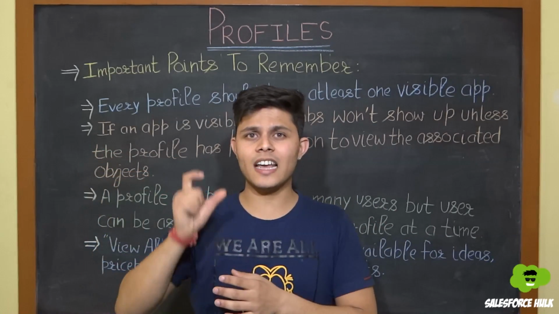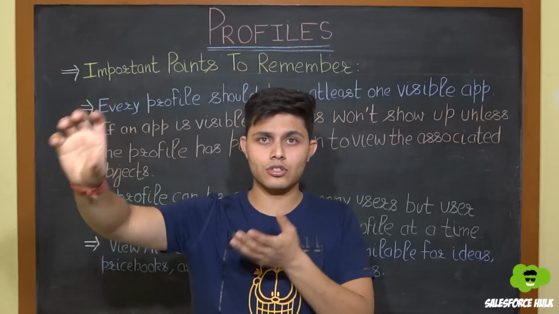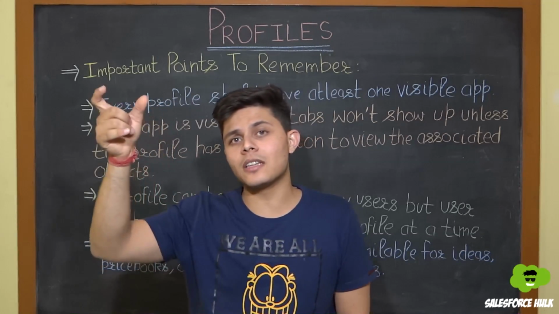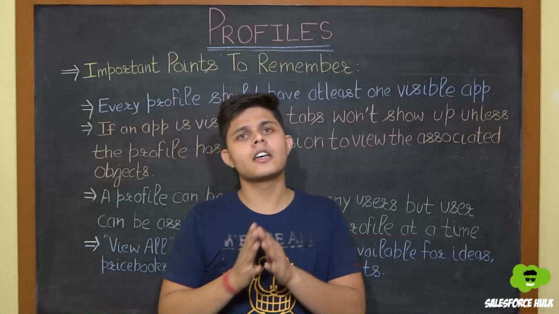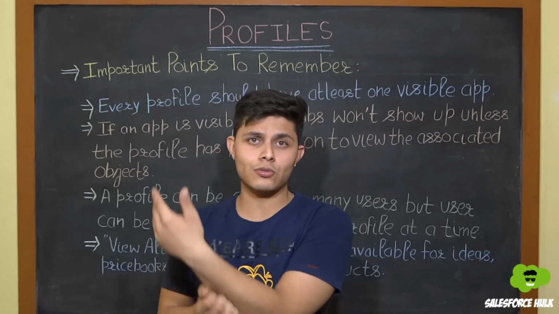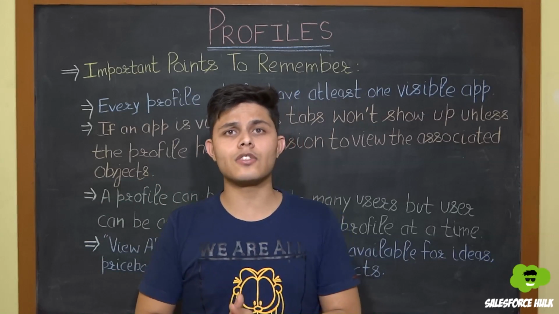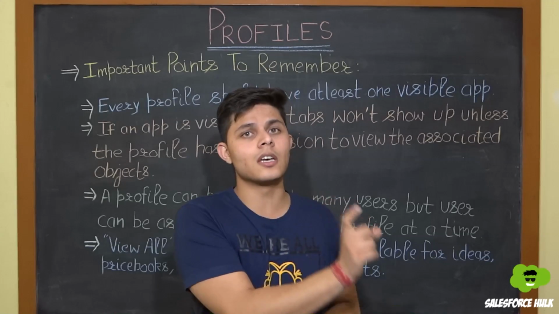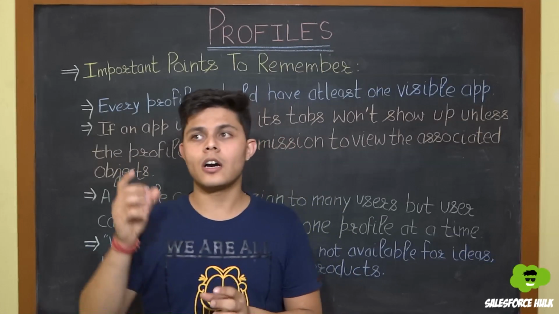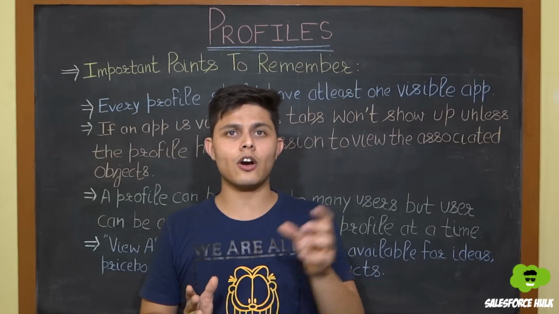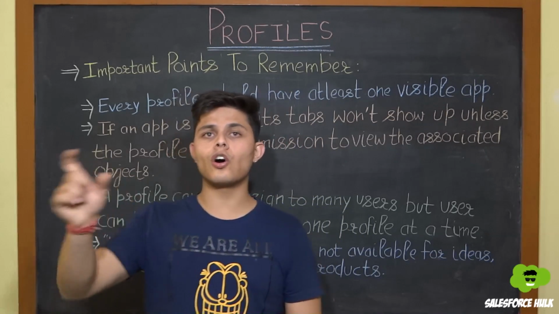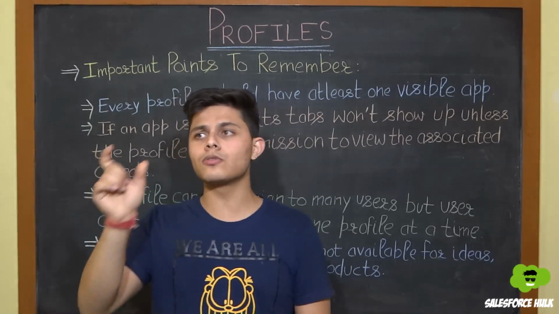Let's take an example. There's John, and you have assigned the XYZ app to John's profile. John will be able to log in and see that XYZ app in the apps list. But the problem is, if we haven't assigned any object access to John's profile, in that situation John will not be able to see any of the tabs. If you want the tabs of objects to be shown in that app to John, you'll have to set object level security or give at least read access on those objects to John's profile.